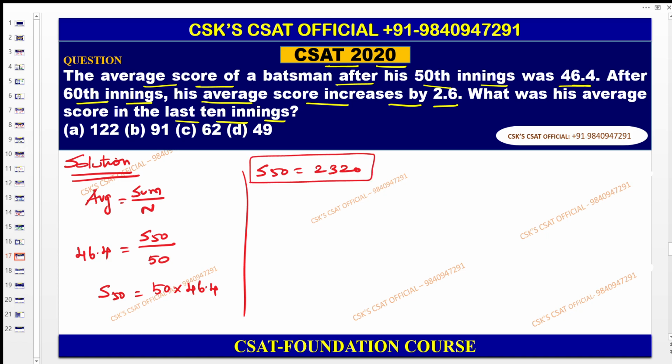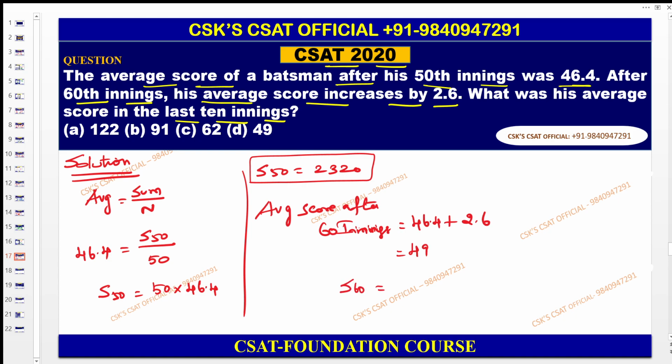Now the average score after 60 innings, what happens? That only you need to find here. Please remember, it is 50 innings with 46.4. Then after 60 innings it increases by 2.6. Increases by 2.6 means what would be the total? 49. So now for 60 innings, find out the sum of 60.